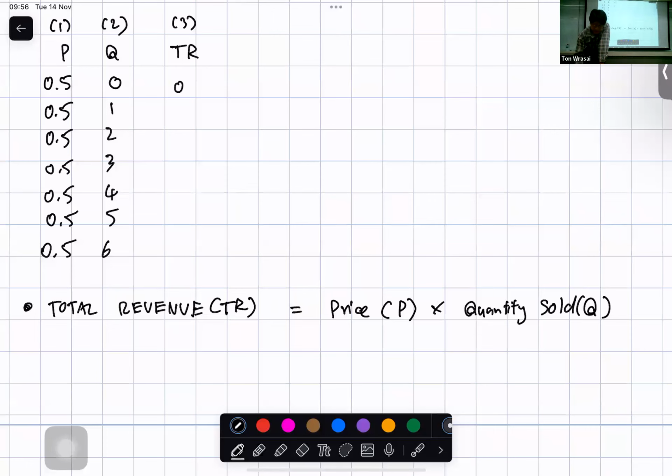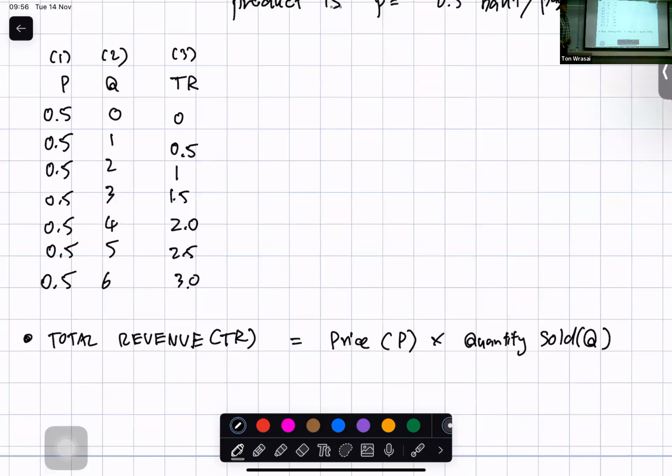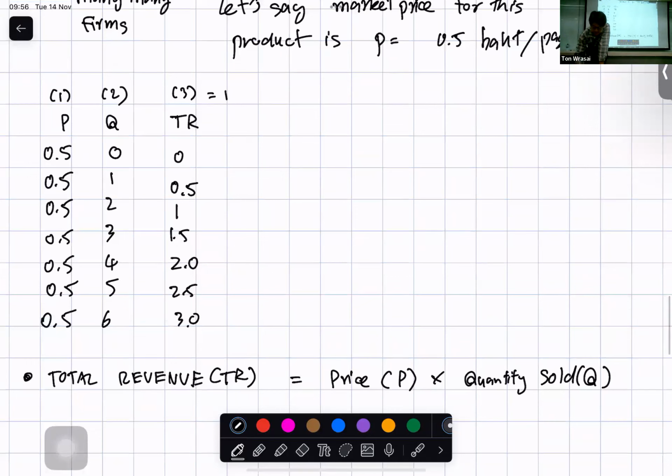Okay, 0.5. That's revenue received from a certain amount of sales. 1, 2, 3, 4, 5, 6 pages per day. Revenue per day. Third column, TR: column 1 times column 2 produces column 3. Easy.